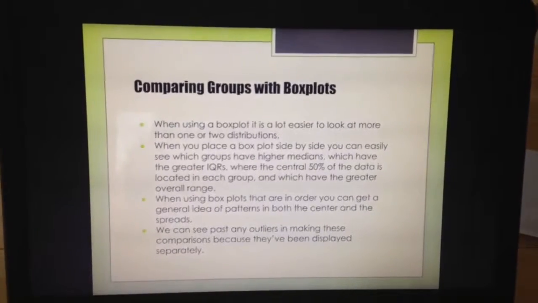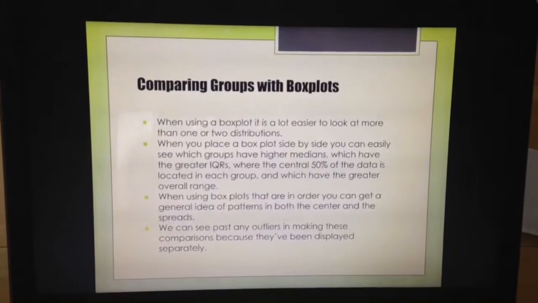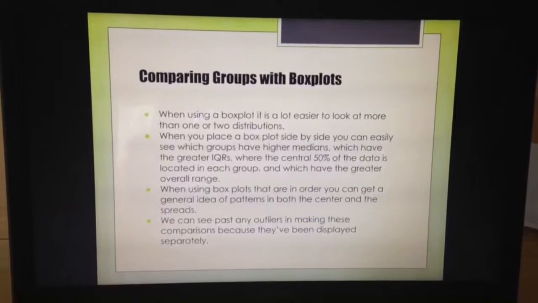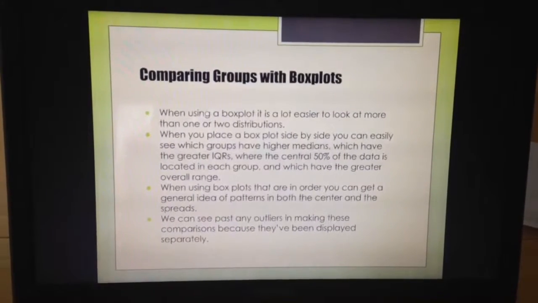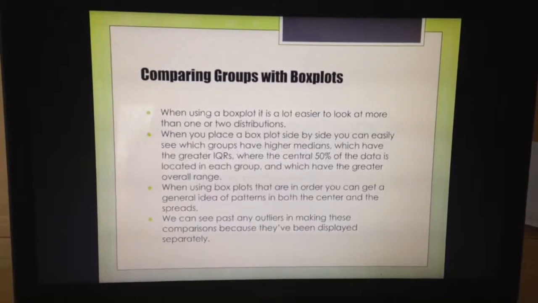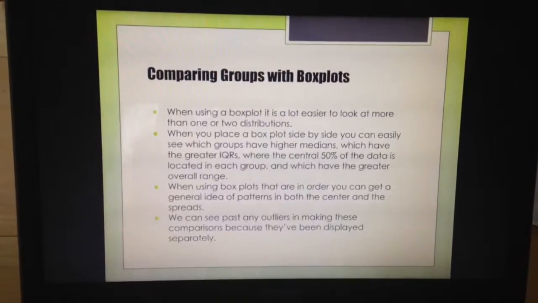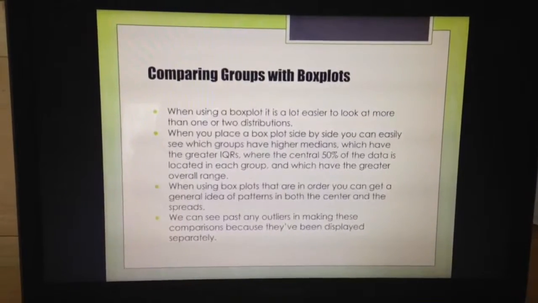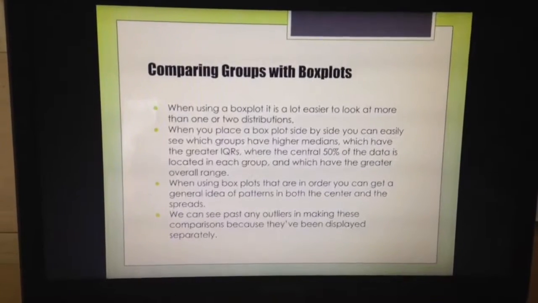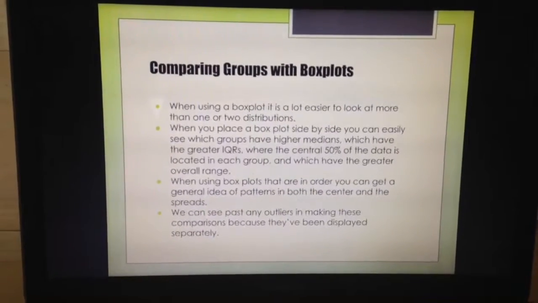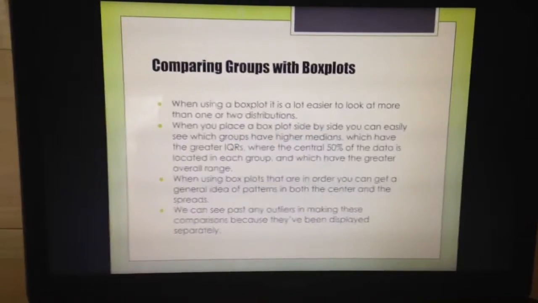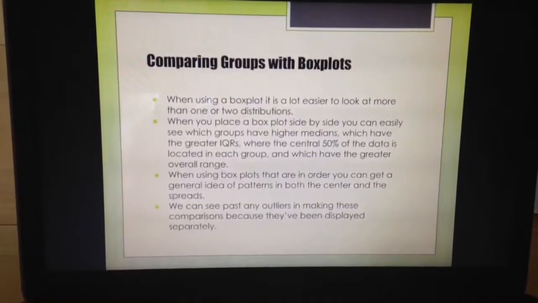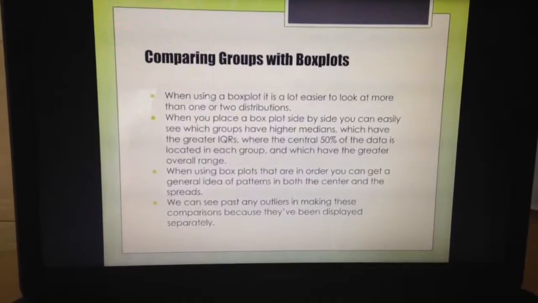Comparing groups with box plots. When using a box plot, it is a lot easier to look at more than 1 or 2 distributions. When you place box plots side by side, you can easily see which groups have higher medians, which have the greater IQRs, where the central 50% of the data is located in each group, and which have the greater overall range. When box plots are in order, you can get a general idea of patterns in both the center and the spreads. We can see past any outliers in making these comparisons because they've been displayed separately.